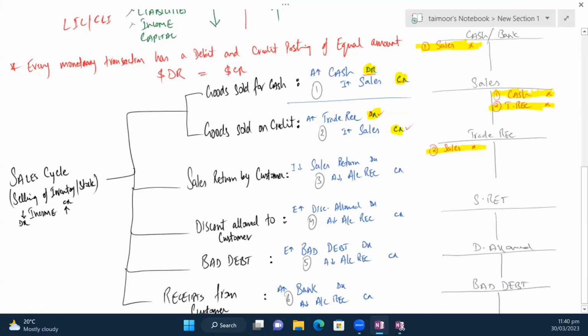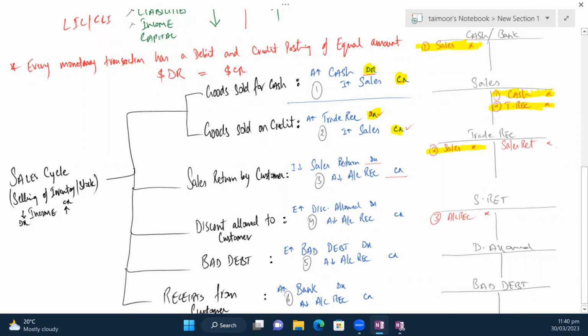Okay, why am I debiting sales over here? No, I am not debiting sales. I am debiting trade receivables account over here. Sales is just the reason why it is being debited. So actually, trade receivable account is being debited because of sales, and sales account credited because of trade receivables. Okay, next, sales return debit, account receivable credit. So number 3, sales return debit because of account receivable, and account receivable credit because of sales return.